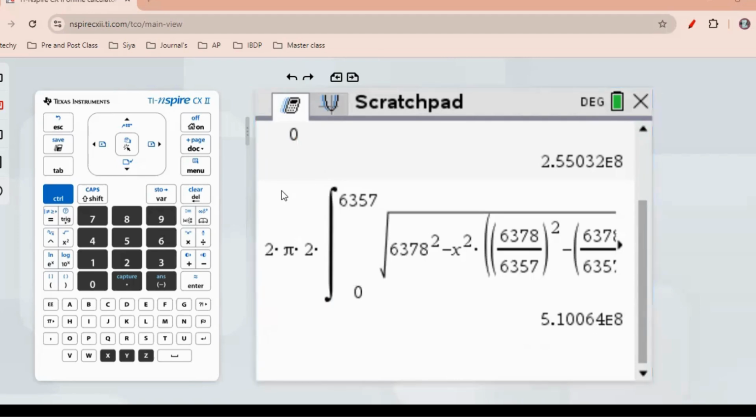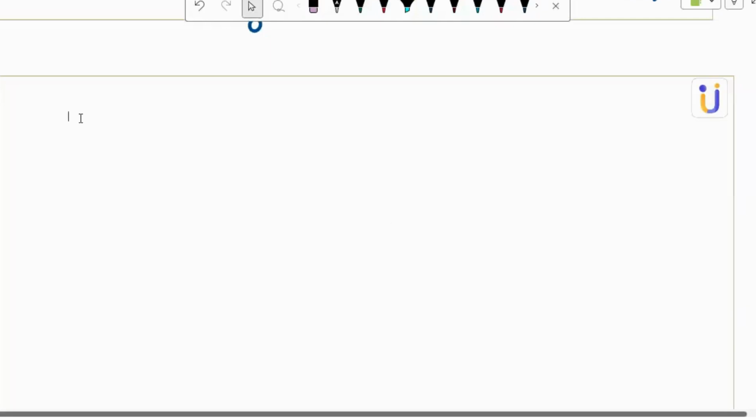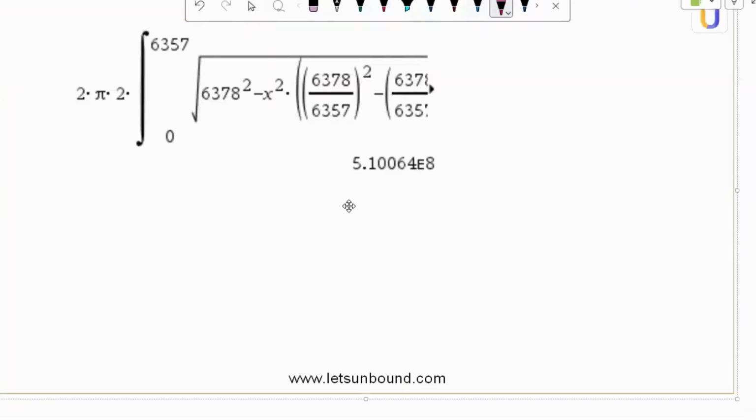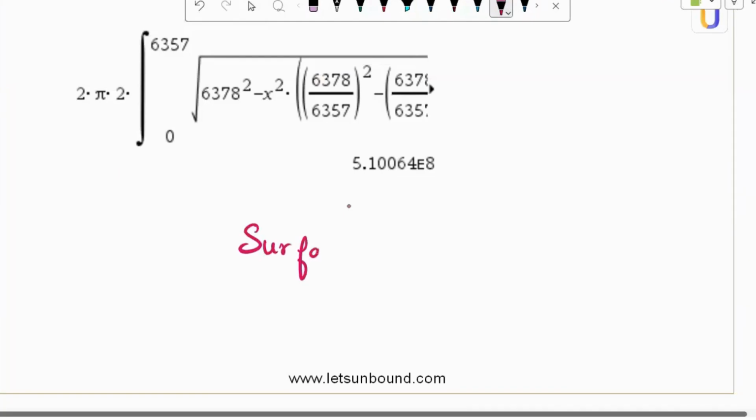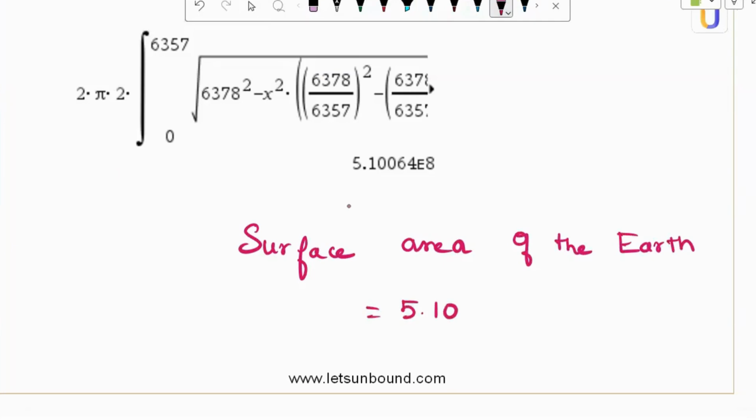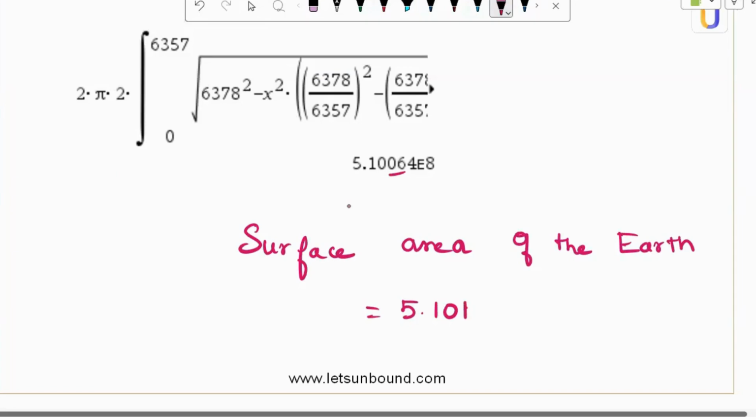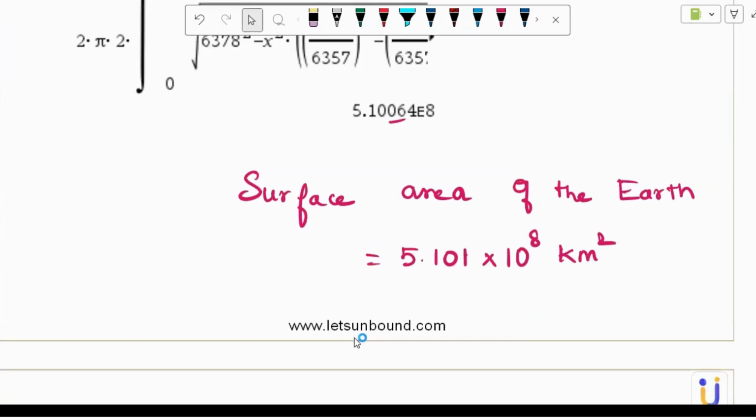And we can just display that in our paper. Here is a solution page. So we got the surface area of the earth is equal to 5.101 when you approximate it, E power 8 meaning 10 power 8 kilometers square. So this is what we got: 5.101 times 10 power 8 kilometers square. This is the surface area of the earth. And the big investigation problem came to its conclusion here.